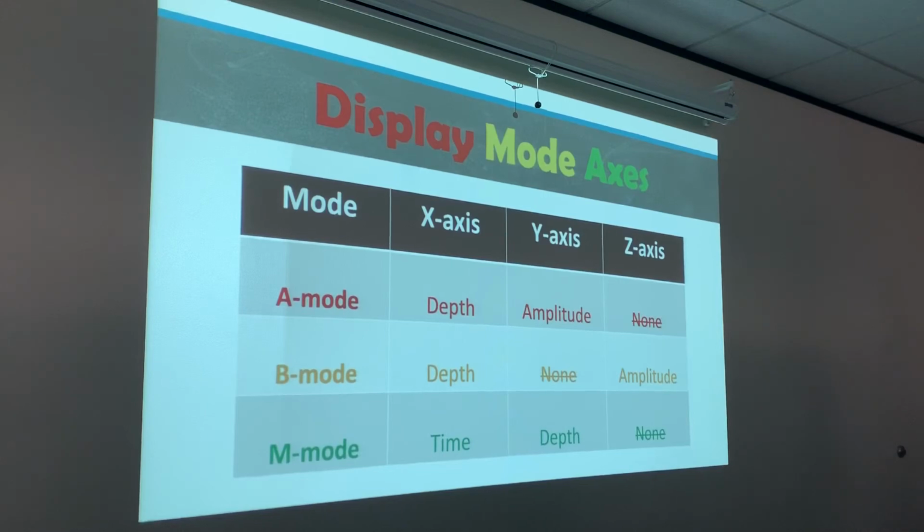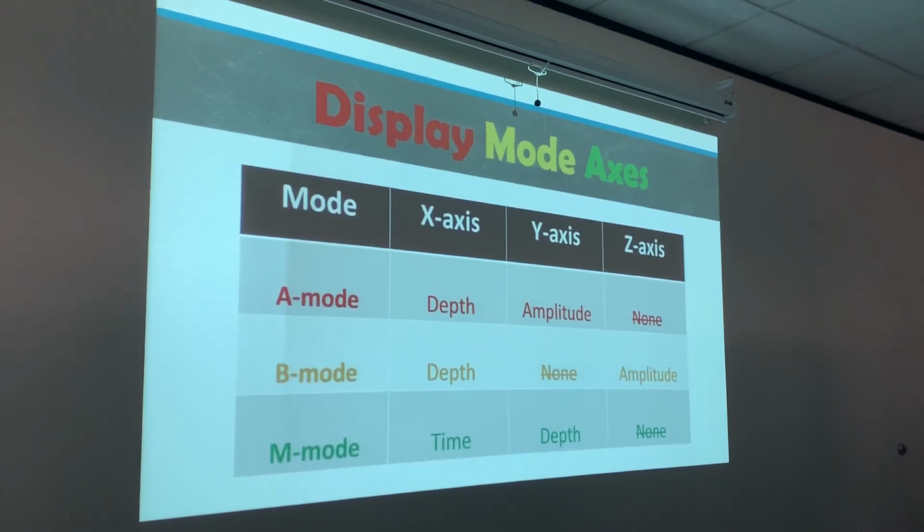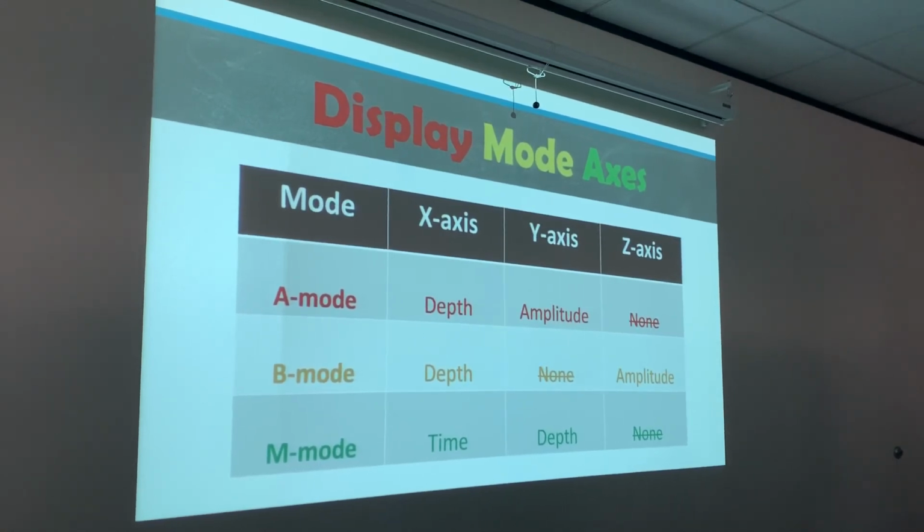Okay. This is our quick summary right here, guys. A mode, B mode, M mode. X-axis on A and B representing reflected depth. Okay. On A mode, our y-axis represents amplitude. B mode has no y-axis amplitude, so our z-axis represents amplitude in B mode. And in M mode, our x-axis represents the time, it's constantly moving, okay? And our y-axis represents our depth or time of flight. No z-axis on M mode. Okay? Only the z-axis represented on the B mode scan.